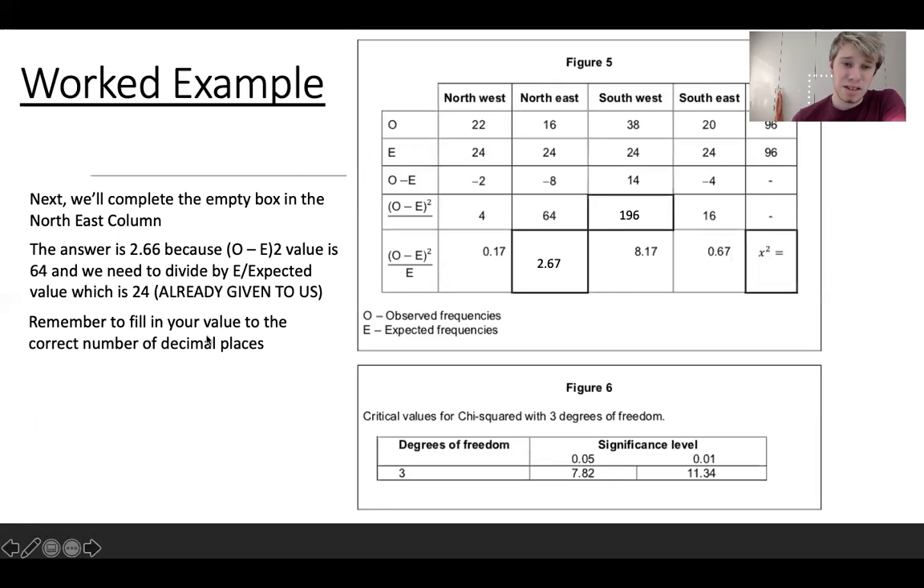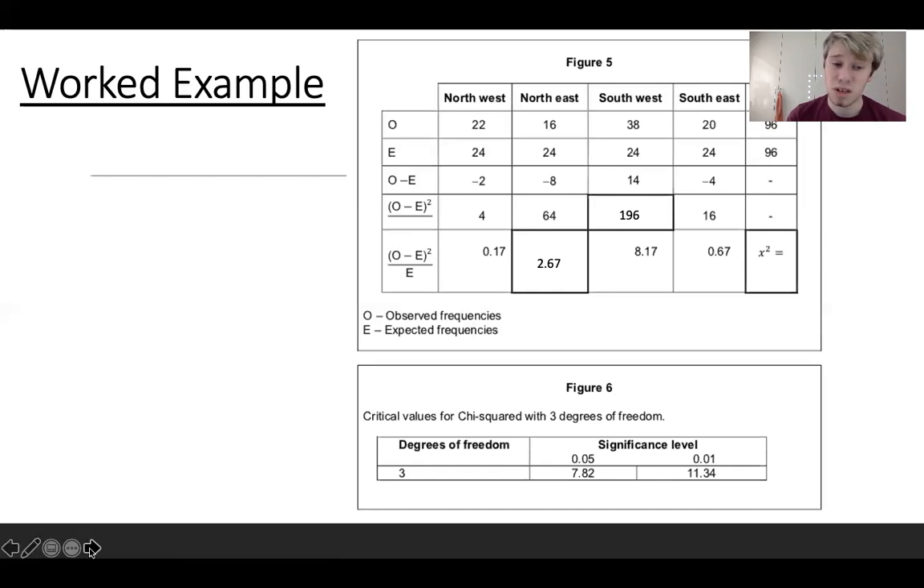And remember, you need to fill in your value to the correct number of decimal places, like I've said there, but you won't lose too many marks. When it says the correct number of decimal places, it means look here: there's 2 decimal places, 2 decimal places, 2 decimal places. So if you're given 2.678152, just write the first 2. The examiners don't want to have to see all the numbers. Check the figure to see what you're given.